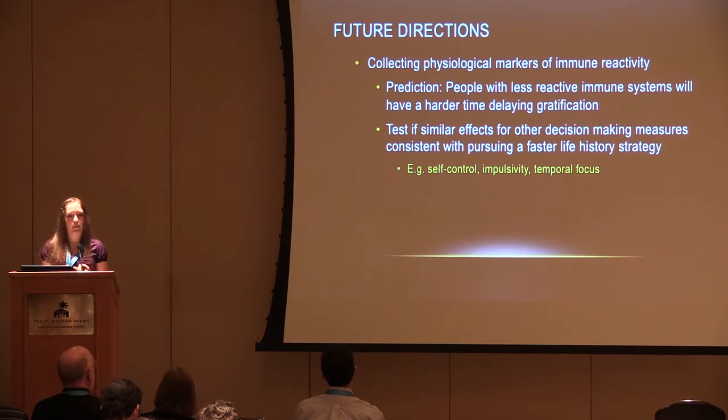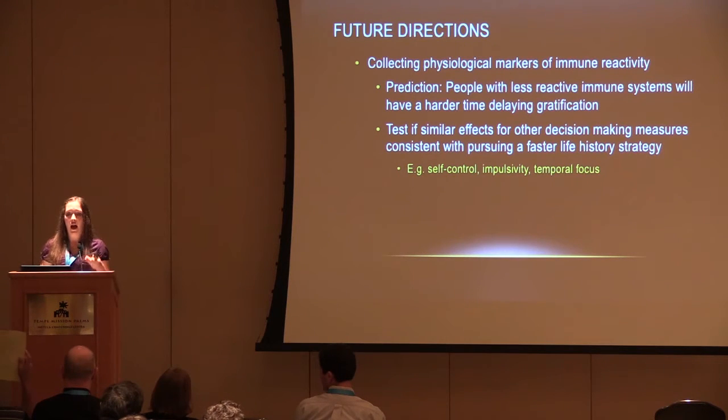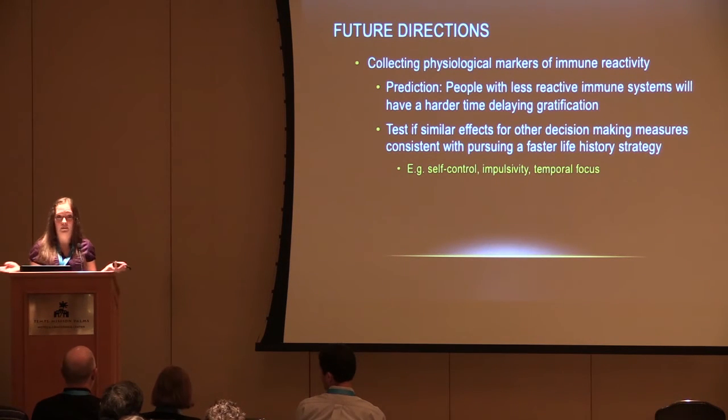We're going to do NK cell assays and also proliferation assays for T cells, B cells, and pro-inflammatory cytokines, and we're going to look and see how that affects people's decision-making and if we can replicate these effects from the prior 2 studies. And so our prediction is that people who have less reactive immune systems will have a harder time delaying gratification. And I don't know if it's one specific immune system marker or if it's all of them. We'll find that out when we look at the data.